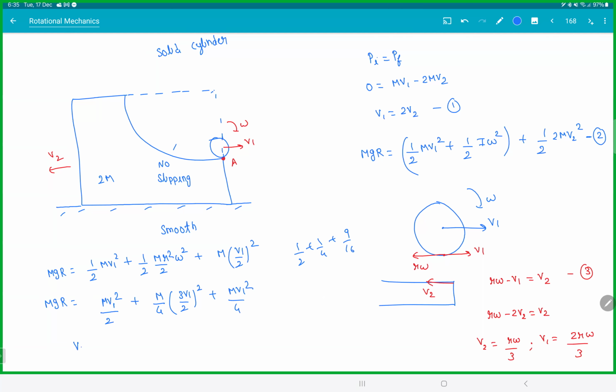21 by 16. So V1 will be root over 16gR by 21. I hope I'm right. Right, Ansh got the same thing. Check it out. Once V1 comes, V2 will come. Everything will come one after another.